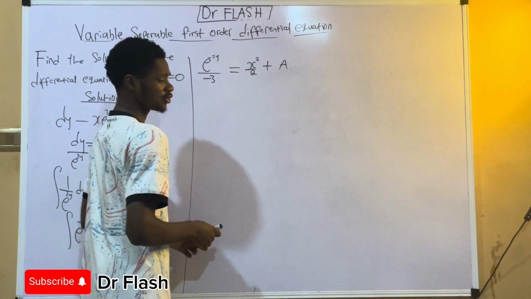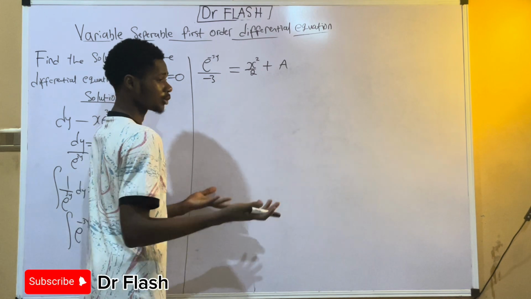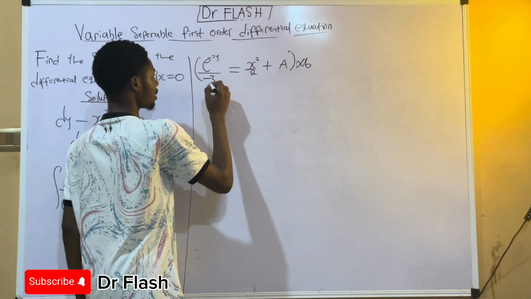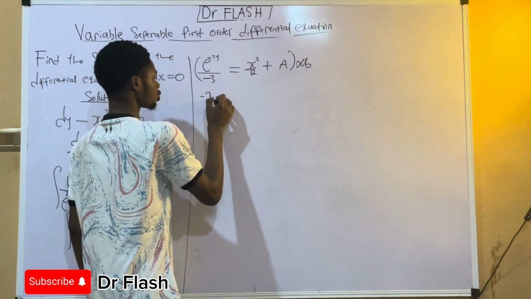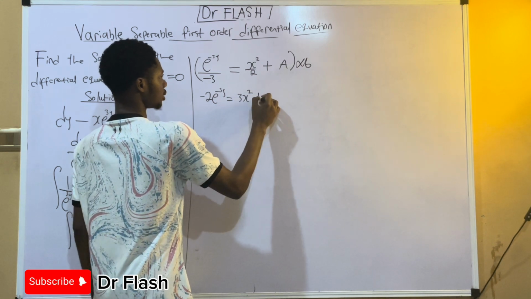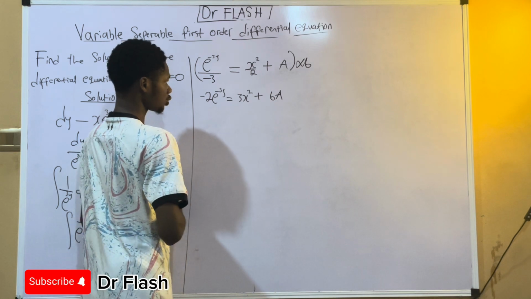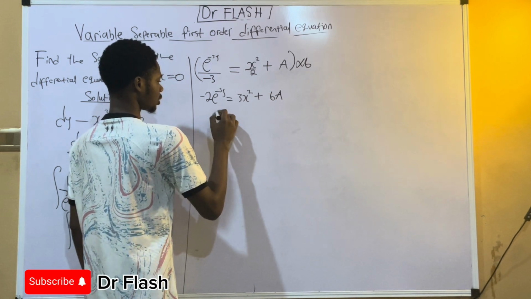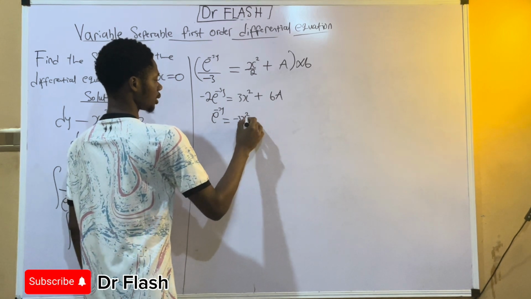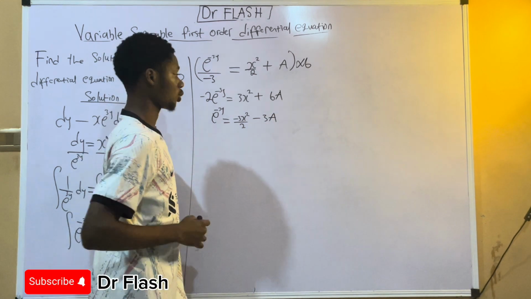I can do that by multiplying through by 6, or minus 6. I can choose to multiply by 6 instead. So if I multiply the whole thing by 6, 6 times this one will give you minus 2 exponential minus 3y equals 3x squared plus 6a. Now divide through by minus 2. If I divide through by minus 2, I'll get exponential minus 3y is equal to minus 3x squared over 2, minus 3a. Remember, a is a constant.